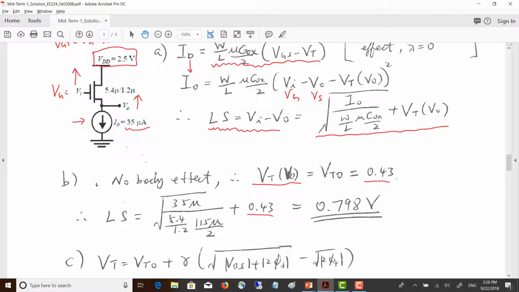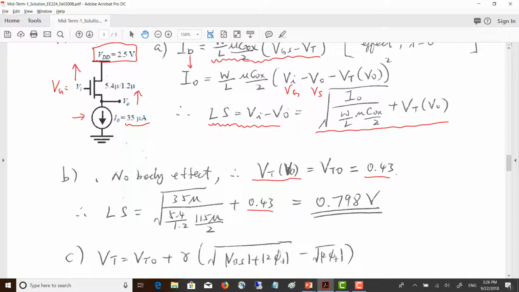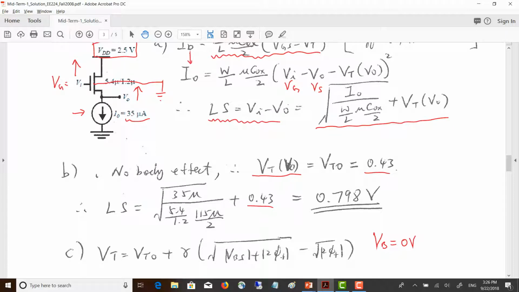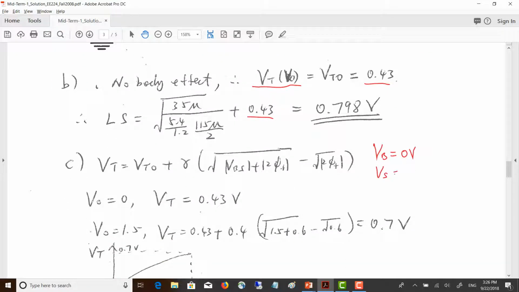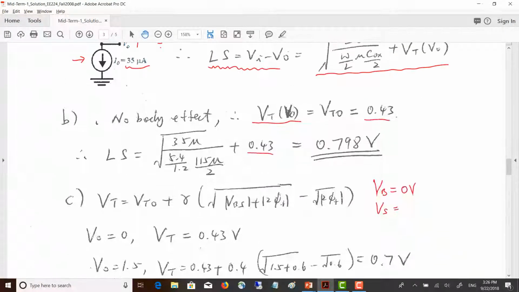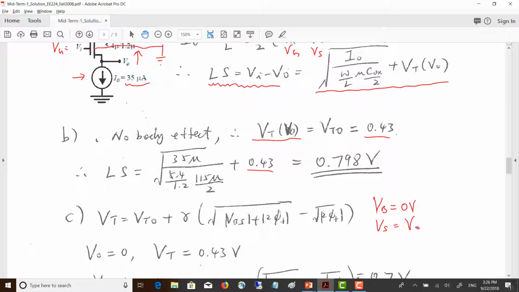Now, here what you need to understand is that the body, although it is not mentioned here, but I think I mentioned during the exam, is connected to ground. Okay, VB is at 0 volts. But what is Vs? Right? Vs is the source, so it is at Vout. So it means that if the Vout change, the threshold voltage will change. And since the level shift depends on the threshold voltage, right? So the level shift will change also, right? So the goal here is to calculate the threshold voltage at different Vout.